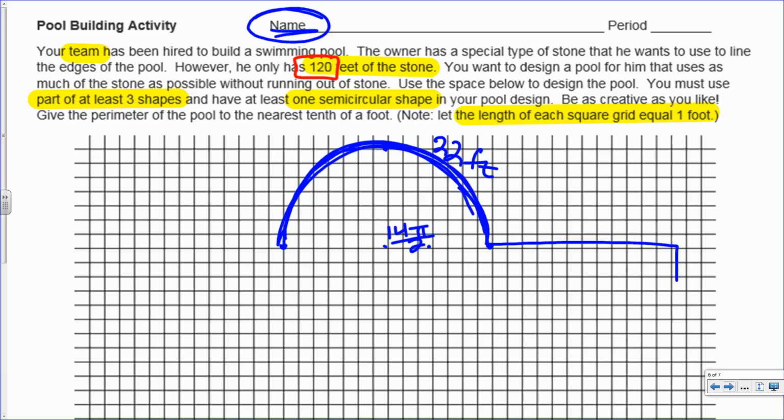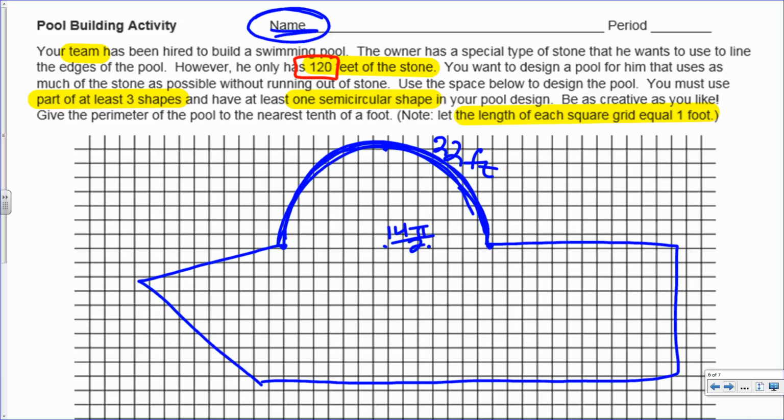And I might add a rectangle and maybe even do a triangle or something. You're going to have 3 shapes. Now, you don't want yours to be exactly like mine, and I didn't even follow the lines. I'm just sketching out. I just want to show you the circle part. You can have more than one semicircle, but you must have at least part of 3 shapes. And so you're using a composite figure for your pool. And be as creative as you like.